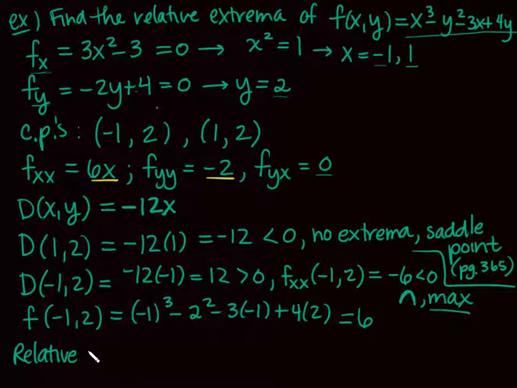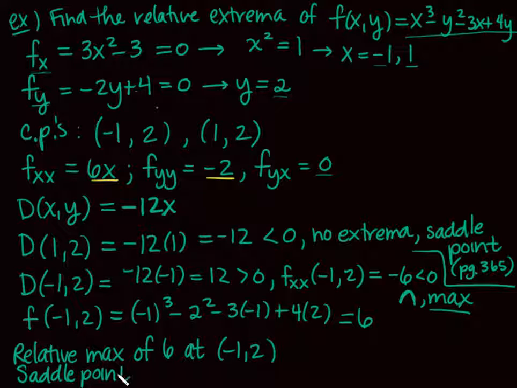This is how I want you to state these. We have a relative max of 6. Where does it occur? At the point -1, 2. And then what else do we have? We have a saddle point at 1, 2. This is how I want you to state your answers. Okay, I will take off if you don't do that.